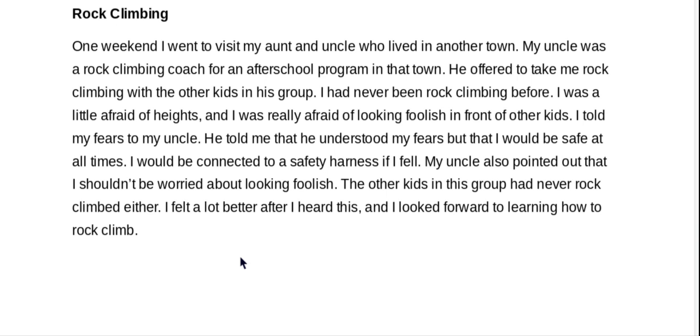Because this main character could have easily said that they're not doing it. But once they talked about their fears to their uncle, they realized that they weren't the only one that hadn't been rock climbing. So never giving up, always trying your best, and overcoming challenges. Those are all life lessons that I personally learned from this short story.